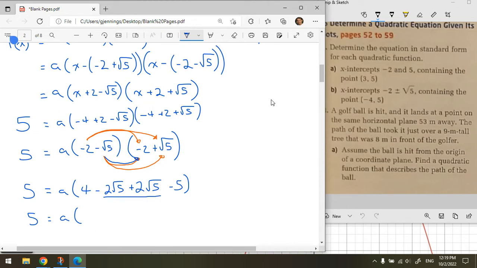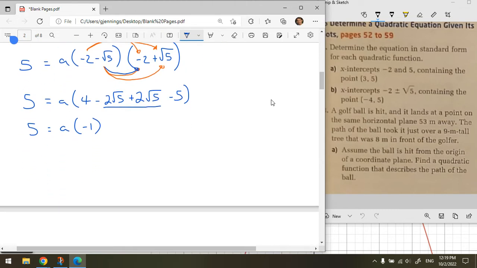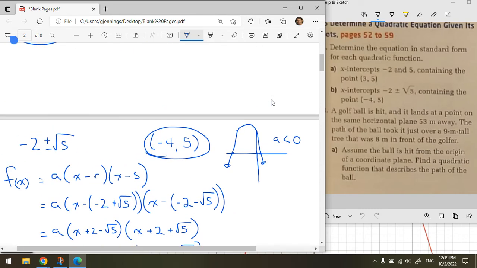Can you see that those cancel to 0? 4 minus 5 is -1. So now let's divide both sides by -1. Oh, that's going to match our visualization. -5 is equal to a. Cool. All right, -5 is equal to a.